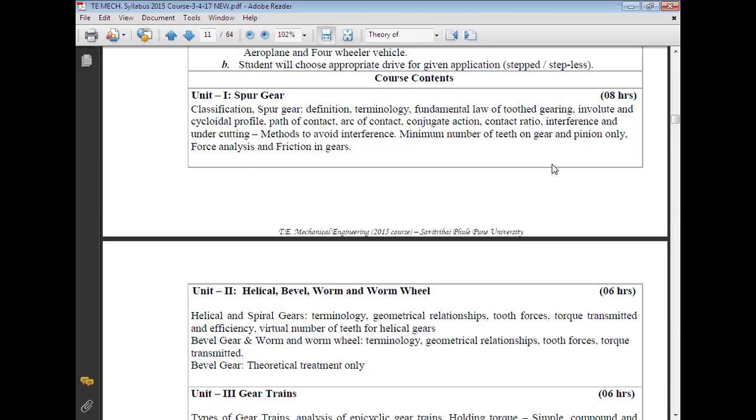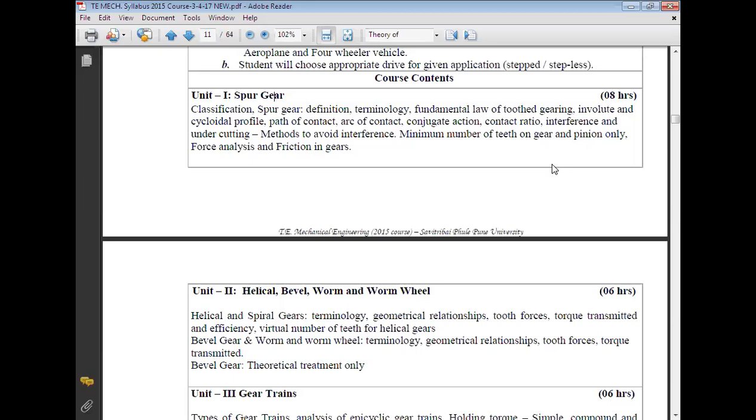Next is interference and undercutting. Basically, these are the two terminologies which come across with every gear. So in relation to this spur gear, how these terminologies are related, that we will see. And also, these are undesirable properties. Interference and undercutting, or interference, is an undesirable property.